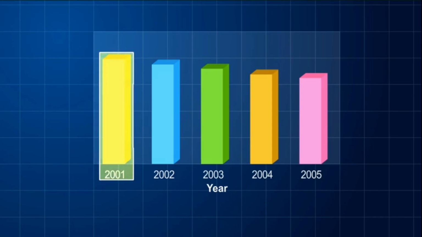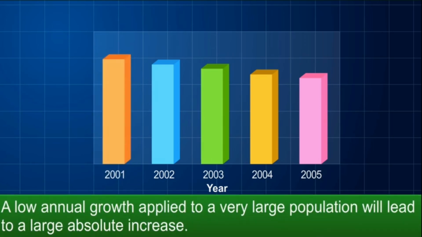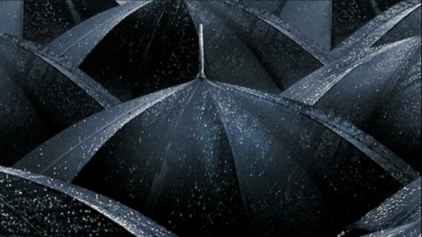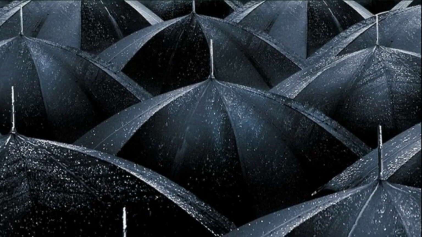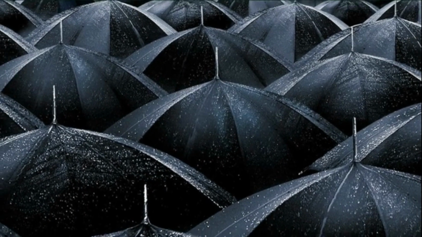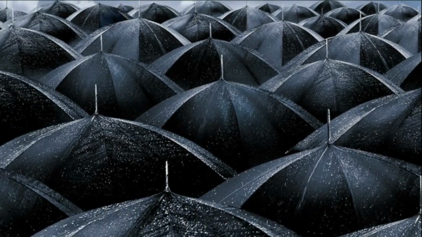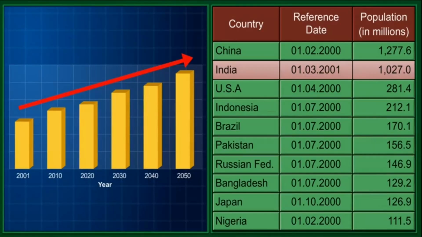Let's understand the cause of the large absolute increase despite the declining growth rate. Even a low annual growth rate, when applied to a very large population, leads to a large absolute increase. India shows a current annual increase in population of 15.5 million. This huge figure offsets efforts to conserve resources and the environment. At this rate, India is likely to overtake China in 2045 to become the most populous country in the world.